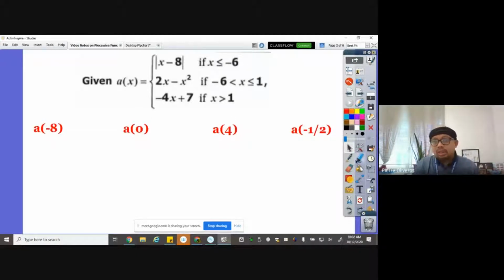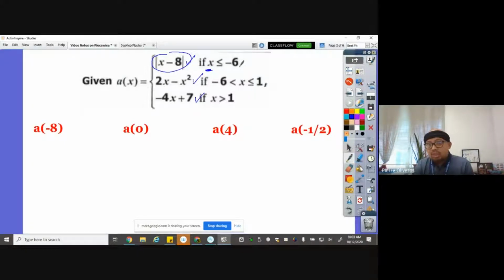There are three functions here. The one major function is a of x, but there are three functions or expressions related here. One, two, three. This function here, the absolute value of x minus 8, has an interval of everything from -6 and less than or equal to that.